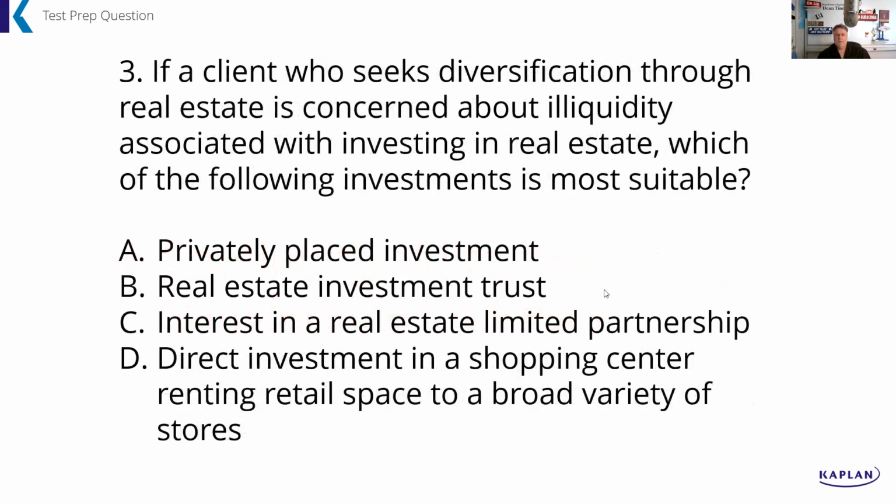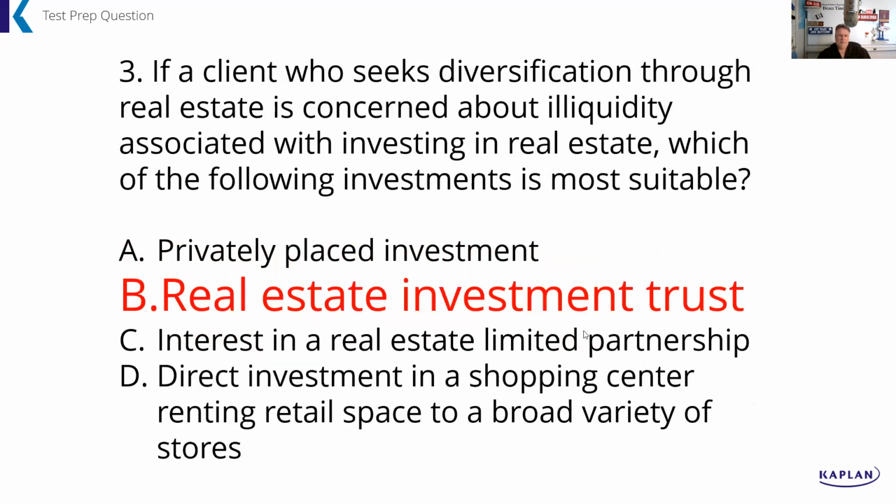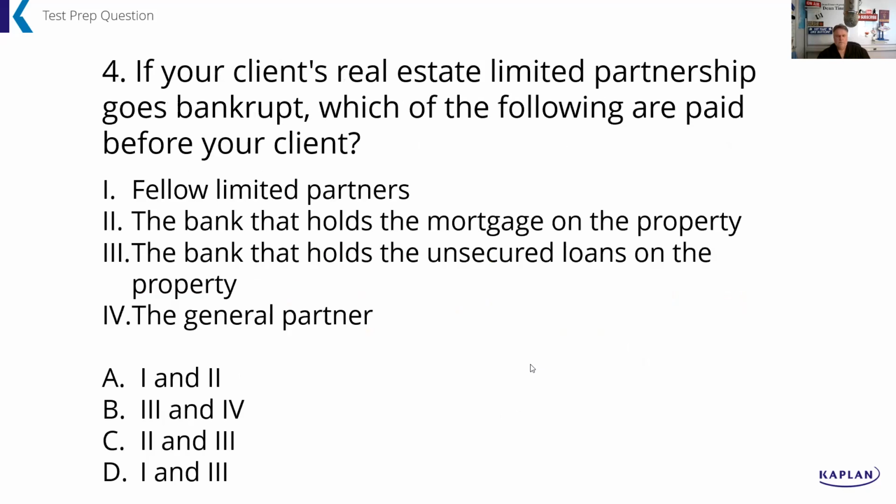If a client who seeks diversification through real estate is concerned about illiquidity, which of the ways of investing in real estate would be suitable? So most of the REITs on the test are going to be the publicly traded version. And so a real estate investment trust would be a way to have a real estate asset allocation, but still have the liquidity of a stock because it trades on New York or NASDAQ. I haven't seen any trade on New York. A lot of them trade on New York.